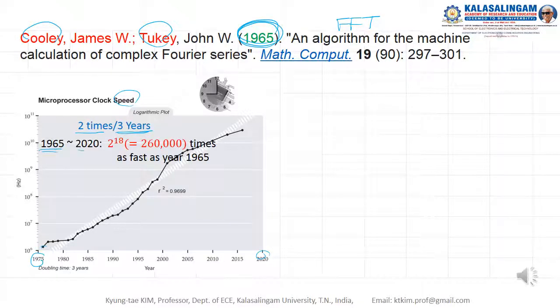From 1965 to now, that means almost 260,000 times as fast as in 1965. Computer power has grown very rapidly like this. This means if we have some work that takes 1 second now, then in 1965 it would be a 3-day job. The computer power is very, very good.